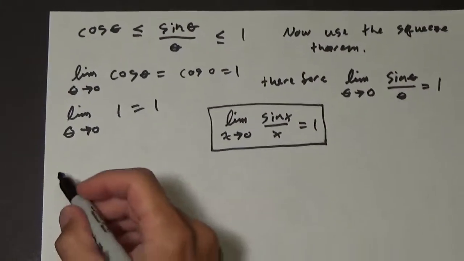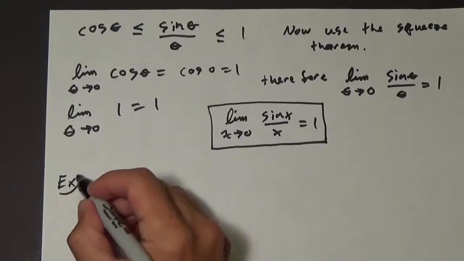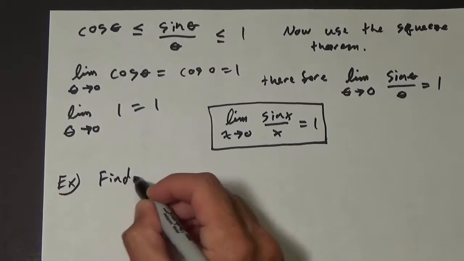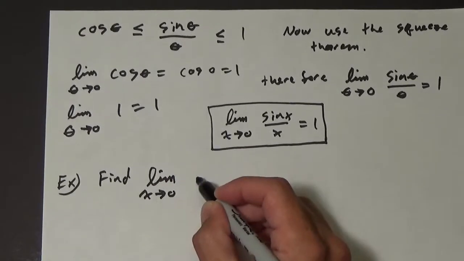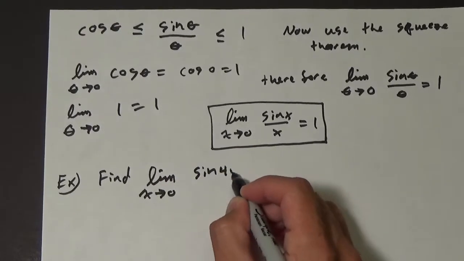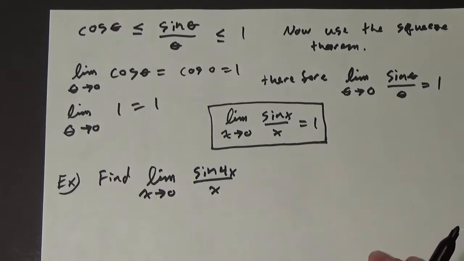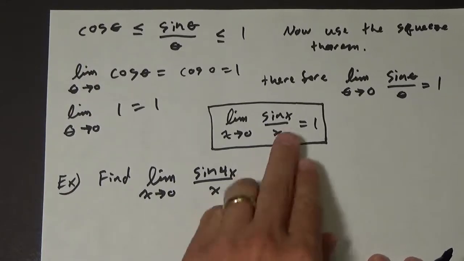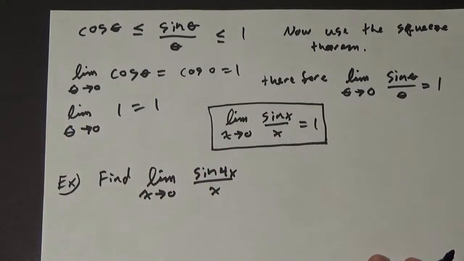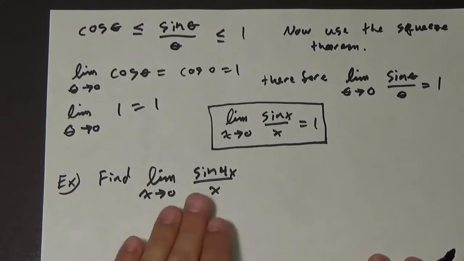So if we have, for example, let's say we want to find the limit as x approaches 0 of the sine of 4x all over x. And we want to find that limit. Now, of course, we would substitute first, but that doesn't work. We would get a 0 on the denominator. However, we have this limit. We now know that the limit as x approaches 0 of the sine of x over x is 1. We can use that for this.